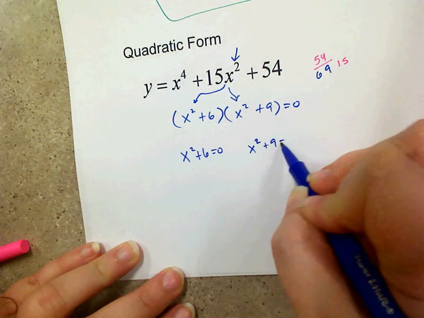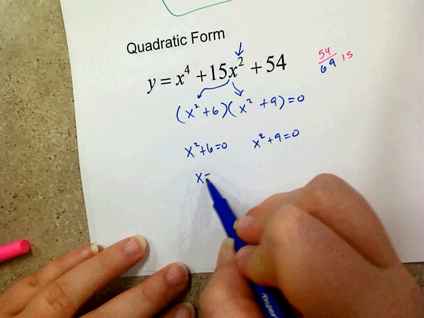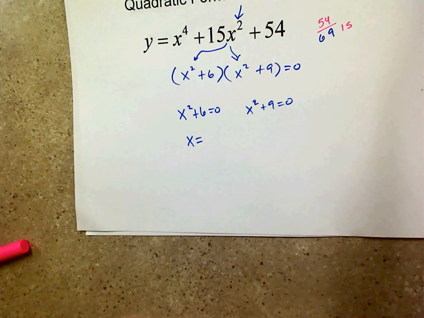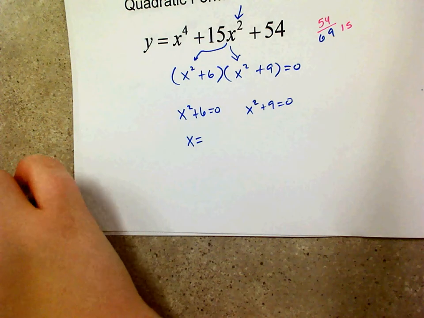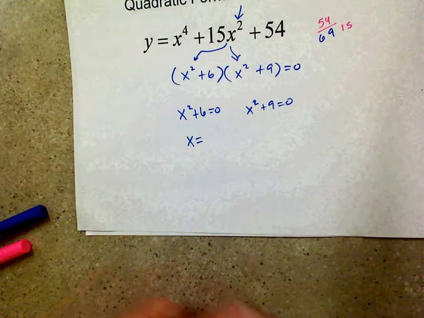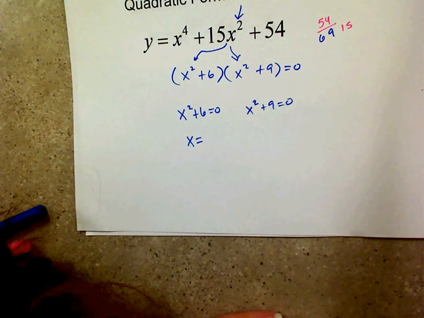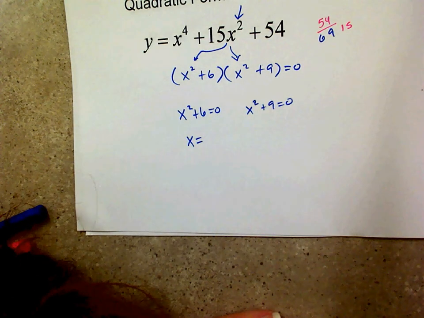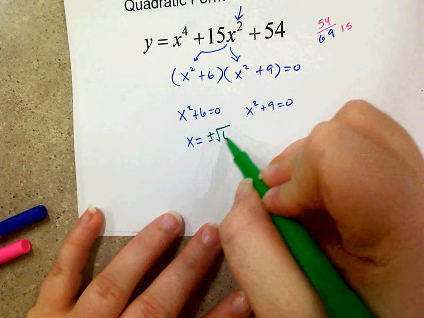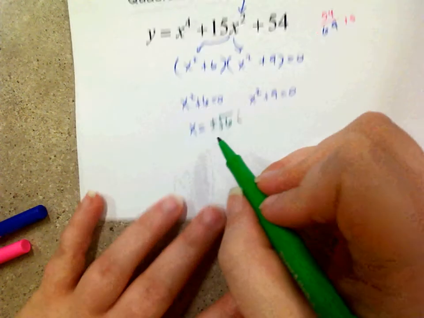You can do this in your head. What are you going to do right there? Subtract 6 and then take the square root. What's the square root of negative 6? Square root of 6i. How many answers? Plus and minus the square root of 6i. Some people like to put the I right there. I don't really care. Okay, either one is correct.